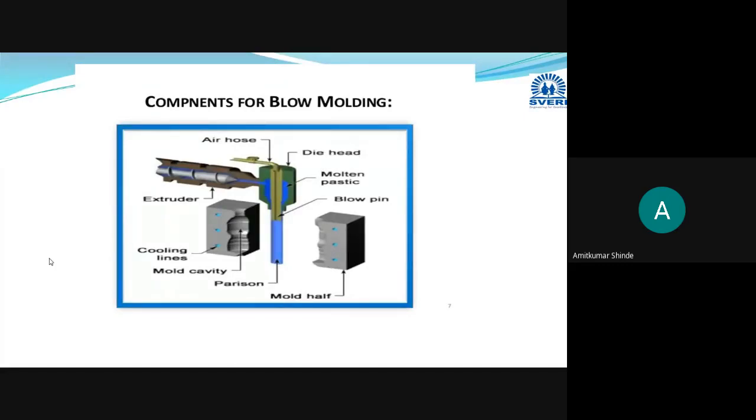Any blow molding machine will consist of these basic components. The first component, this faint blue colored component, is termed the parison. Parison is nothing but a small hollow tube, and we have already heated it. The small heated hollow tube has one hole present at the center, and through this we are going to blow the air.